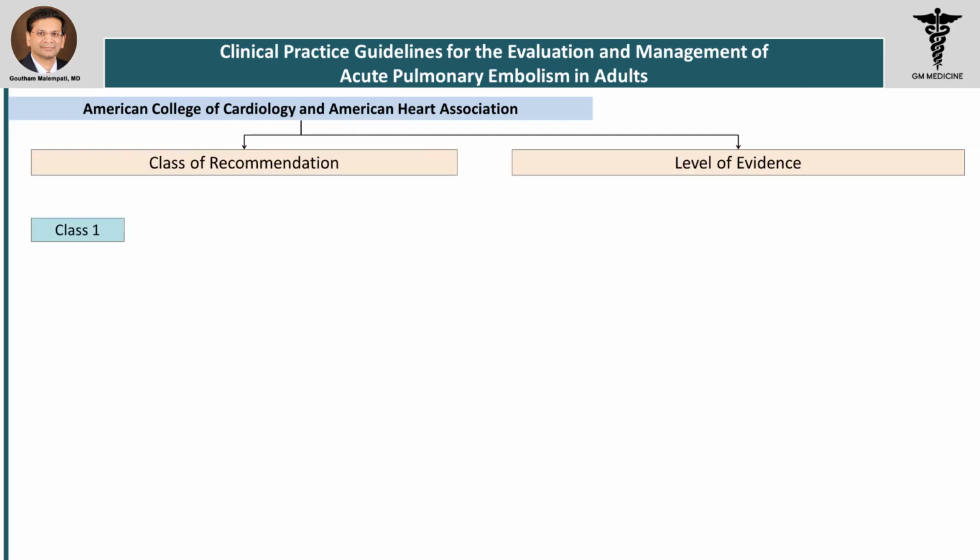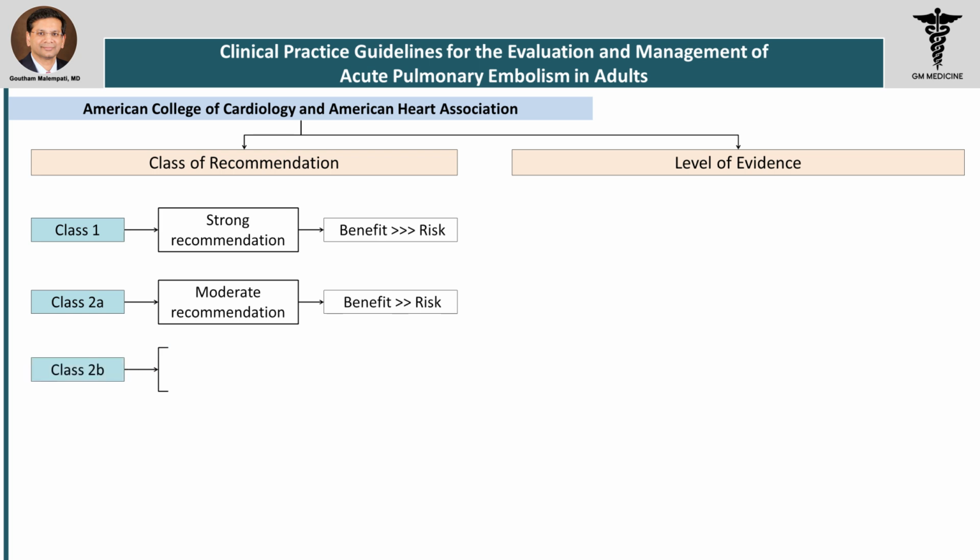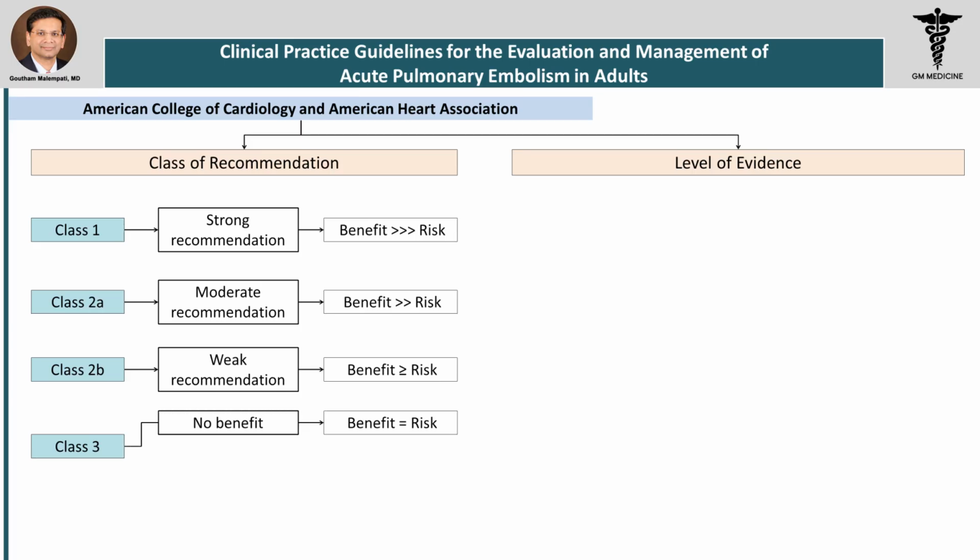Class 1, which is a strong recommendation where the benefits far outweigh the risks. Class 2A, which is a moderate recommendation where the benefits outweigh the risks. Class 2B, which is a weak recommendation where the benefit slightly outweighs the risk. Class 3 recommendation, where there is no benefit or there could be harm, when the risks outweigh the benefit.